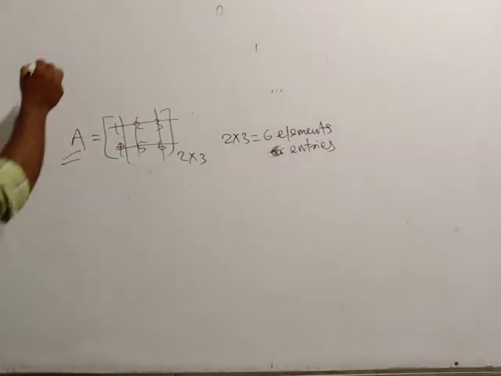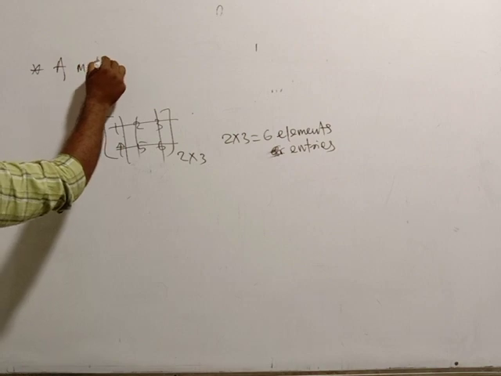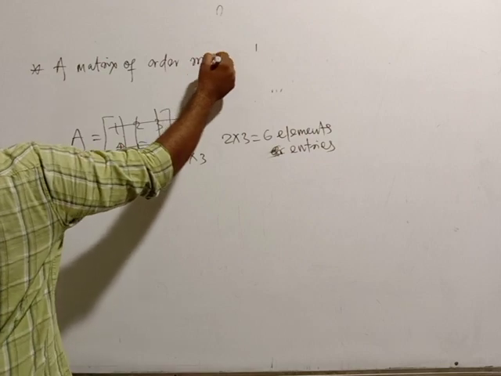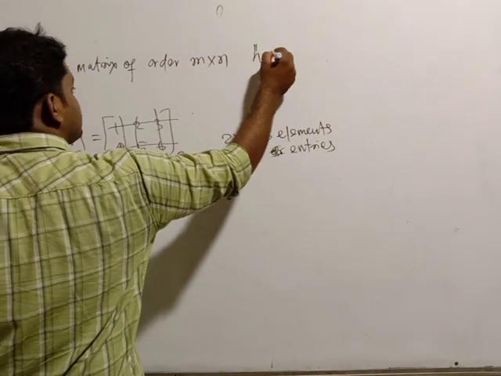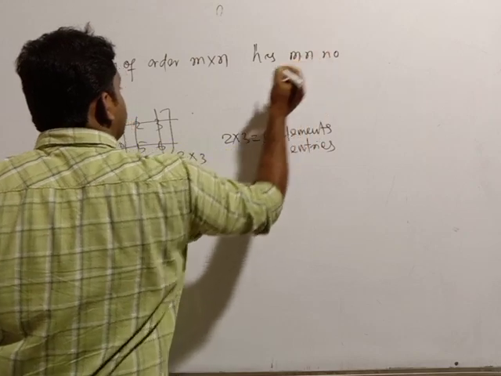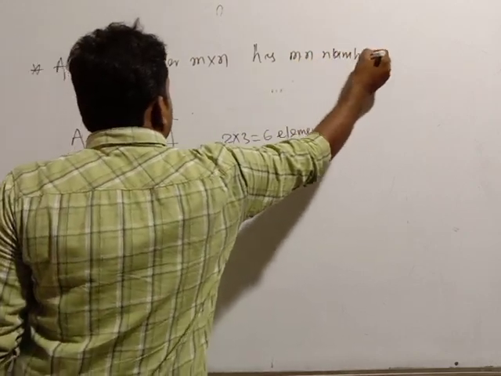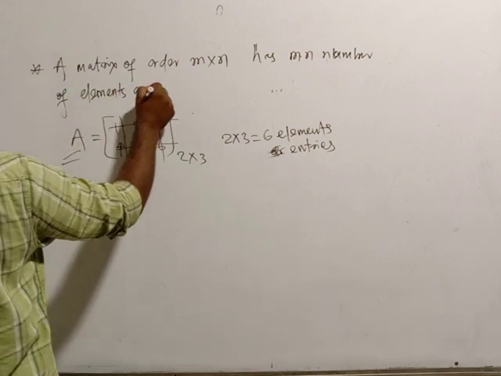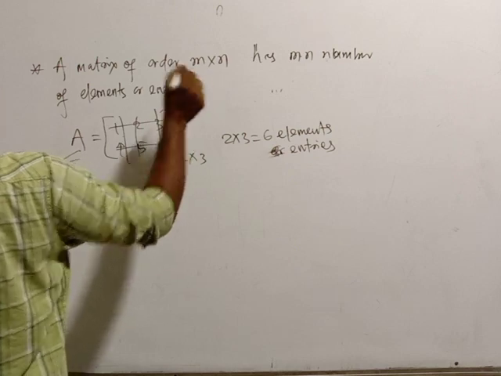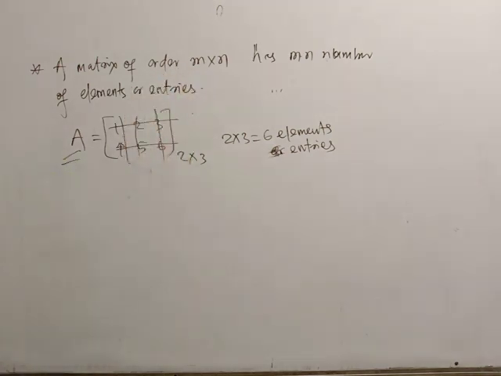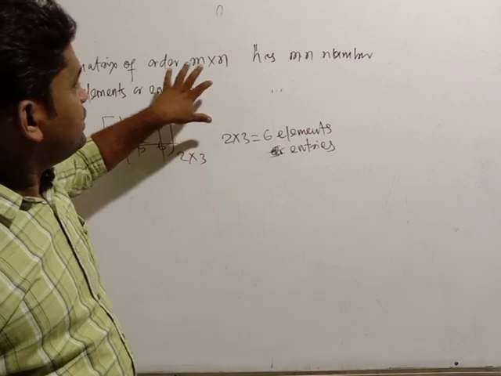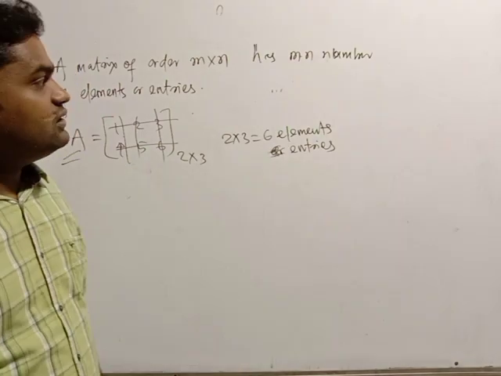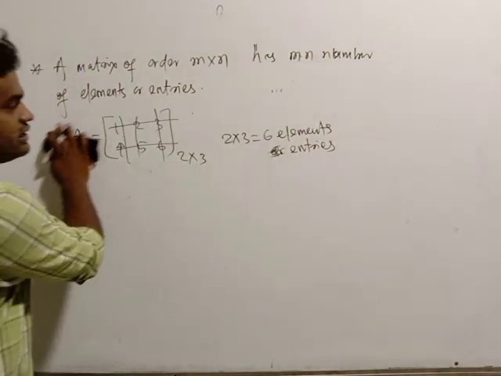Similarly, a matrix of order m by n has m into n number of elements or entries. If a matrix has order m by n, then it has m into n number of elements or entries.